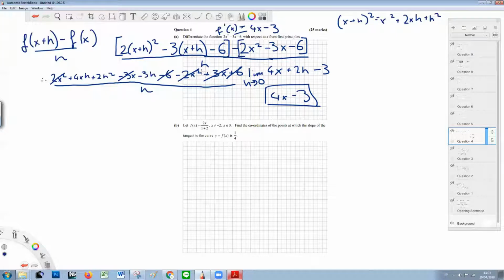The next bit is, I presume, differentiation also. So we're told let f of x equal 2x divided by x plus 2, x does not equal minus 2, x is a real number. Find the coordinates of the points at which the slope of the tangent to the curve y equals f of x is equal to a quarter.